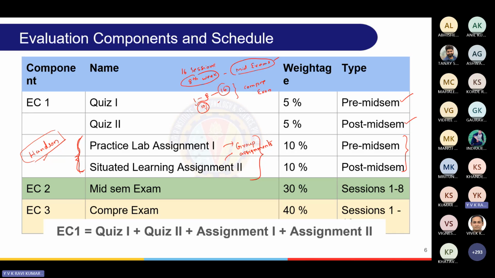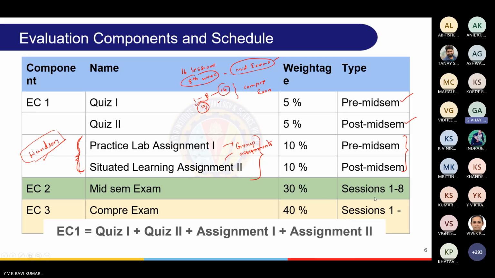Sir, will this Compre exam be open book? In the group, how many people can there be at maximum? I think a max of 3 or 4, I remember. You will get all the relevant communication in detail.